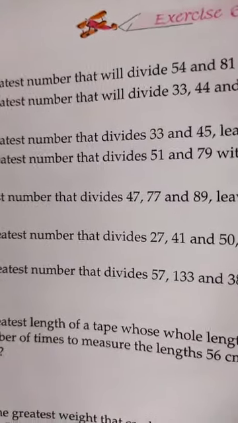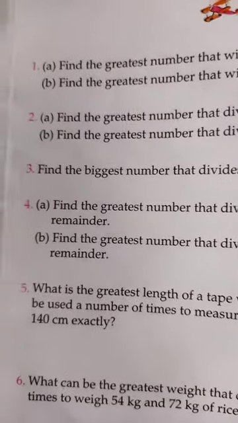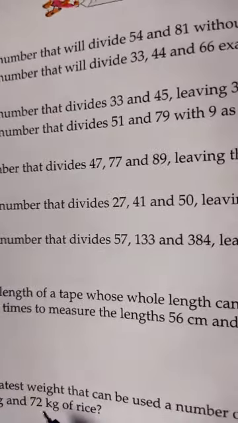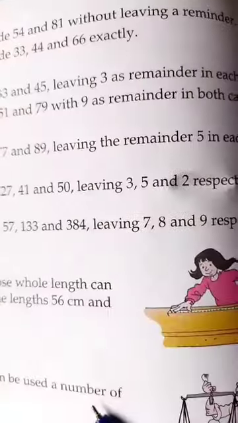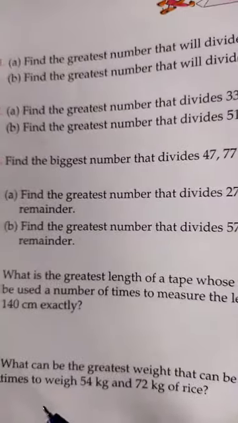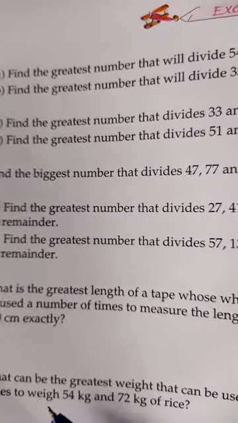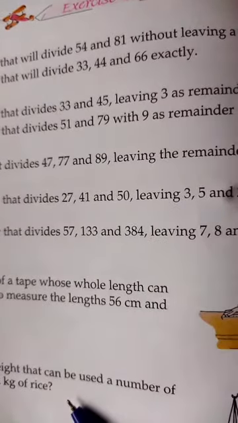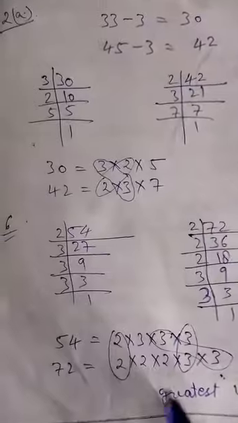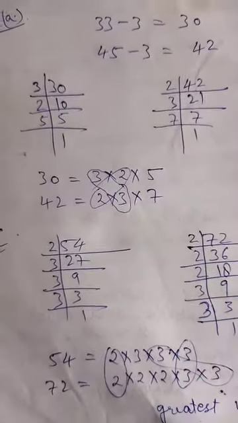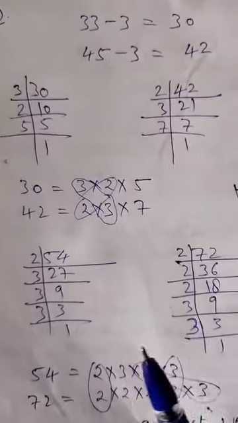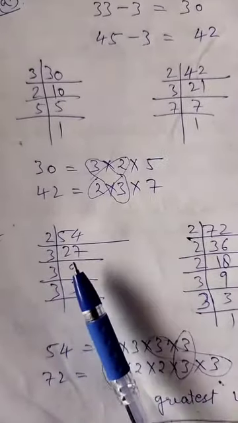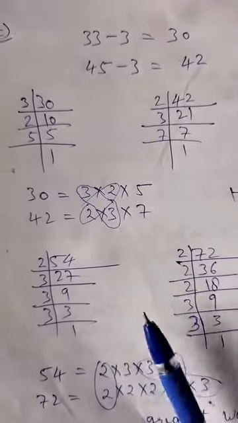Now let me explain to you the last question of this exercise. Sixth question. What can be the greatest weight that can be used a number of times to weigh 54 kg and 72 kg of rice? See, the question is asking about the greatest weight. So greatest means you have to find the HCF. So the given numbers are 54 and 72. So now you will find the HCF of 54 and 72.